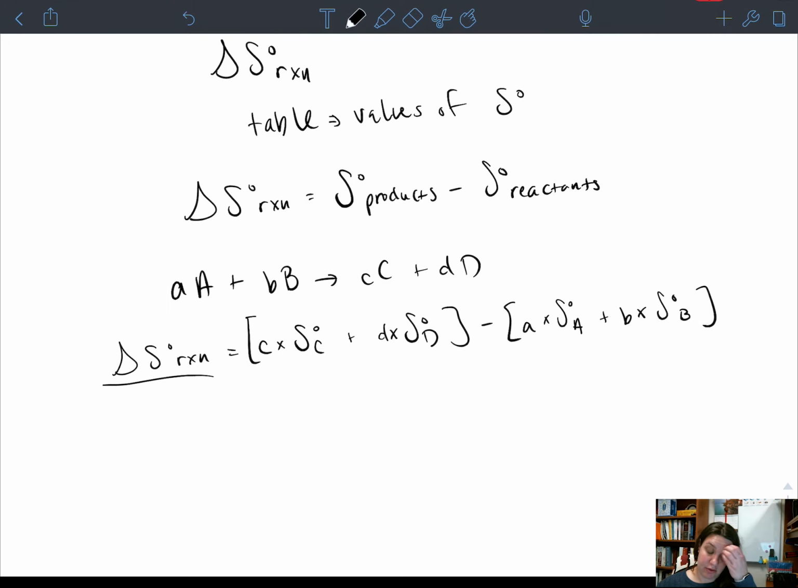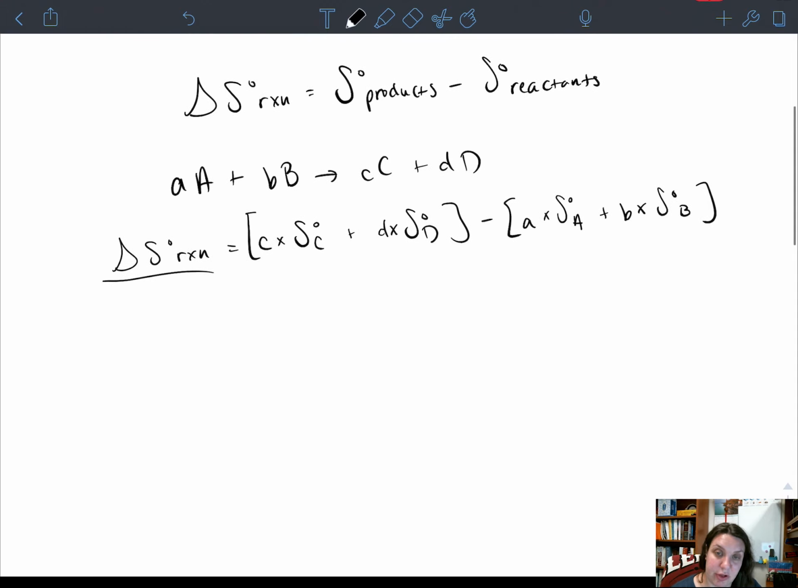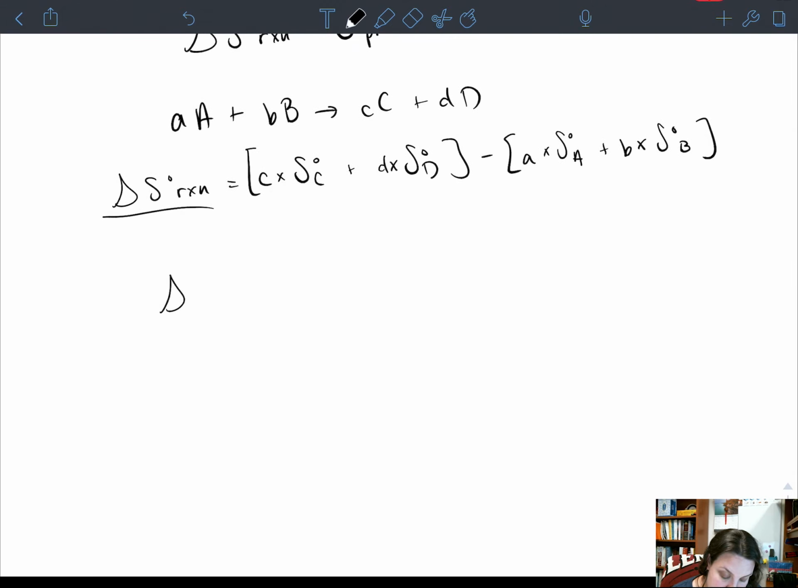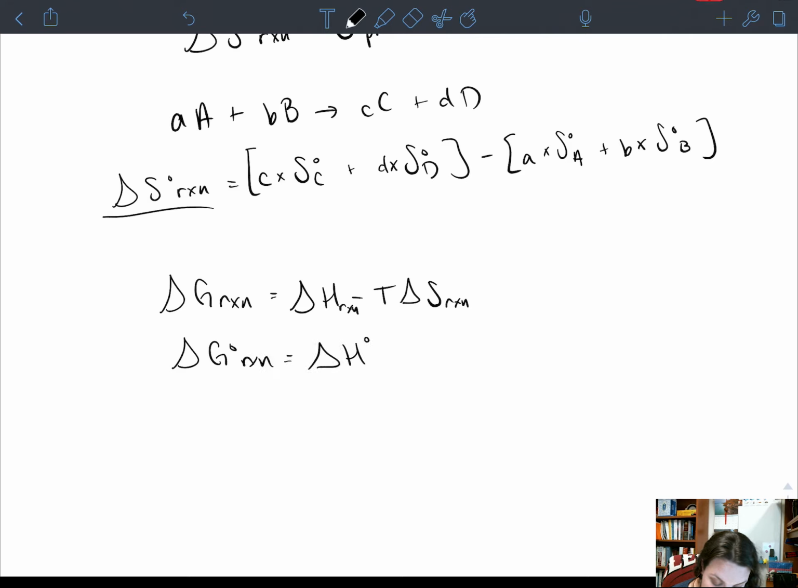We can then turn our attention from entropy to Gibbs free energy. So delta G of our reaction, where G is Gibbs free energy, and the most common equation you are probably familiar with is this one right here. Our delta G of our reaction equals delta H of our reaction minus T delta S of our reaction. We have a standard form of this, which we'll use a lot.